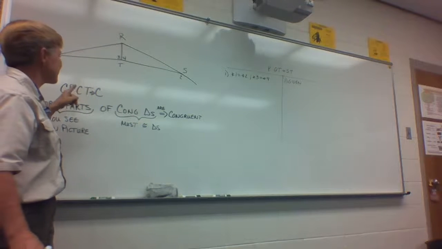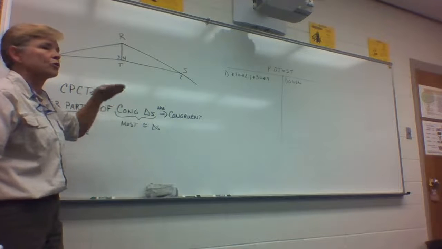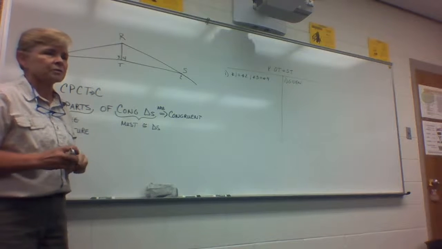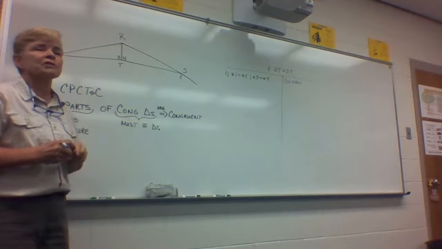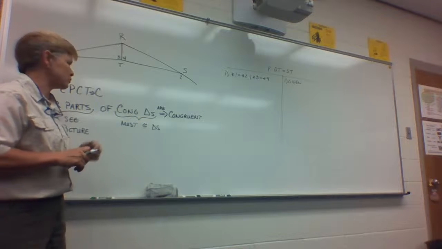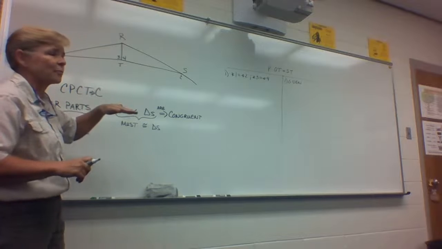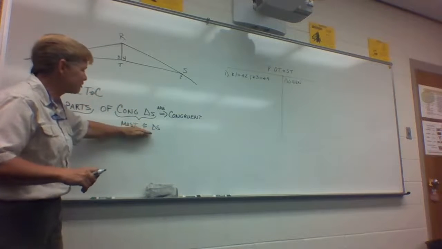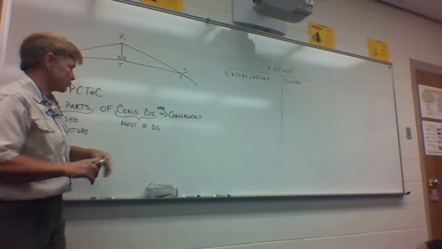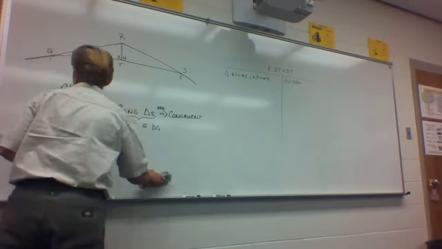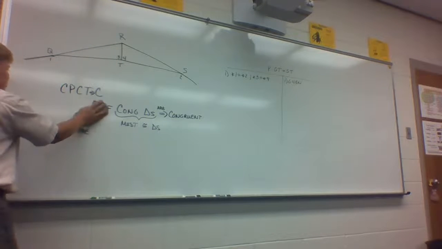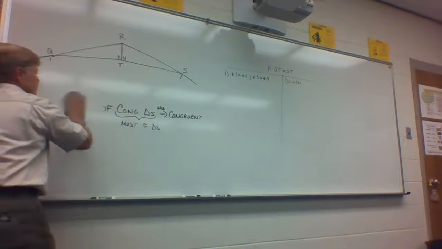CPCTC should never come before congruent triangles have been established. So don't just throw it down because you don't know what else to do. It always follows on the heels of congruent triangles, and not always on the very next step, but it must always come after you have two triangles congruent. So I'm going to erase this now. We're going to do this proof here, and I'll show you how it fits into a proof.